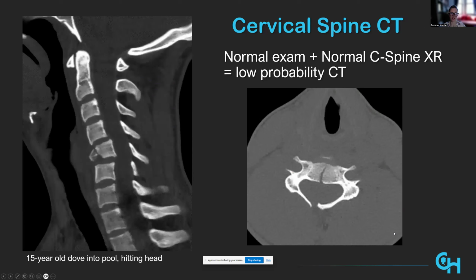An example of a high-grade cervical spine trauma. This is a 15-year-old who dove into a pool, hitting their head. And so we have a burst fracture of C5. I think you can see some retrograde positioning of C5 with impingement on the spinal canal. The axial image shows us that burst fracture again, as well as actually a fracture involving the posterior elements. So a high-grade trauma.